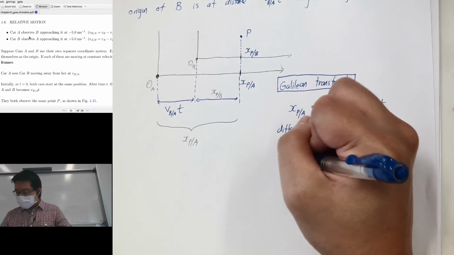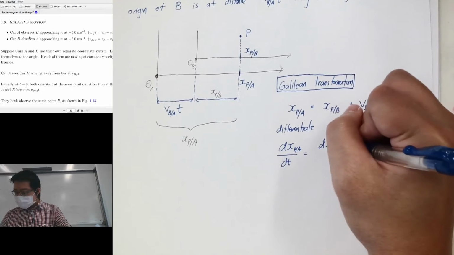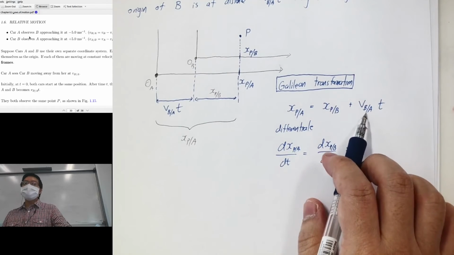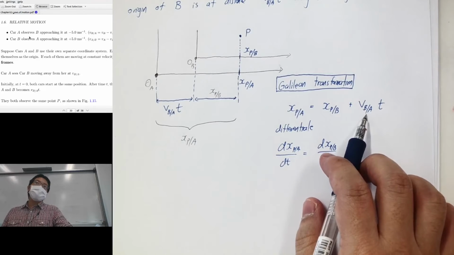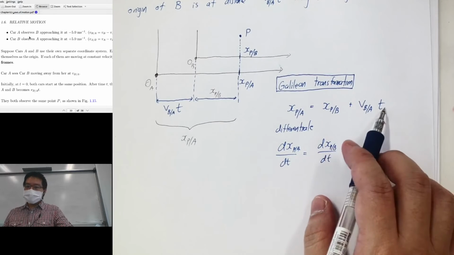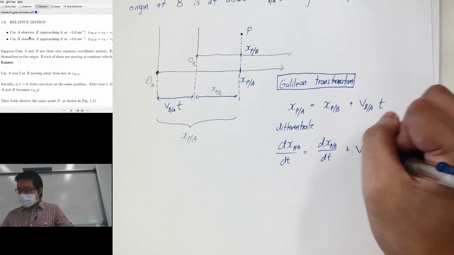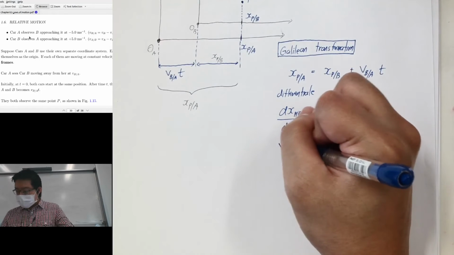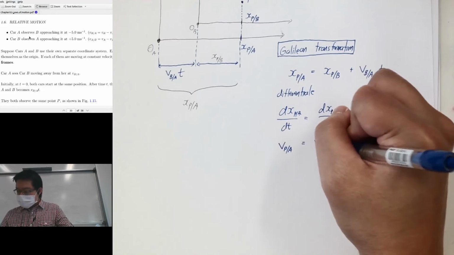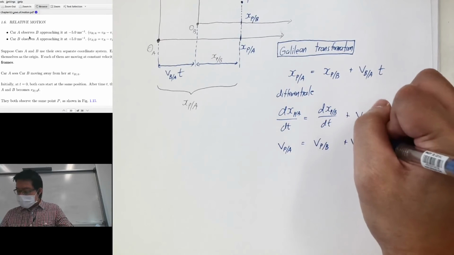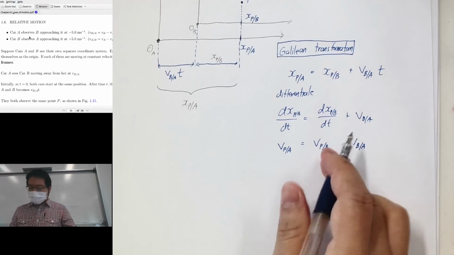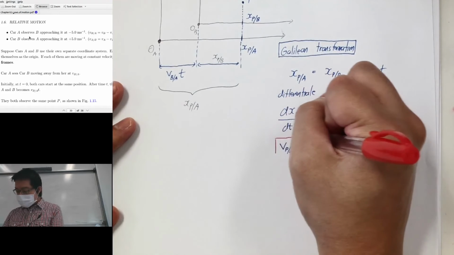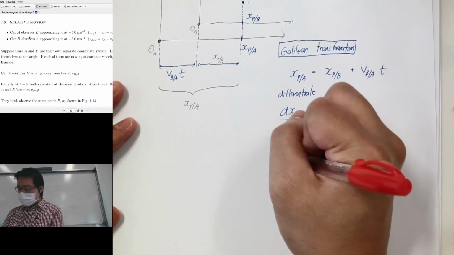dx_PA with respect to t, differentiating dx_PB with respect to t, and then remember we are saying that inertial frames have constant velocity. So if you differentiate this constant, the t just disappears, so you get v_BA. This one is the velocity of P as observed by A, this is the velocity of P as observed by B, and then this is v_BA. So this is the Galilean transformation for velocities, and for this chapter, we will be using this formula quite often.